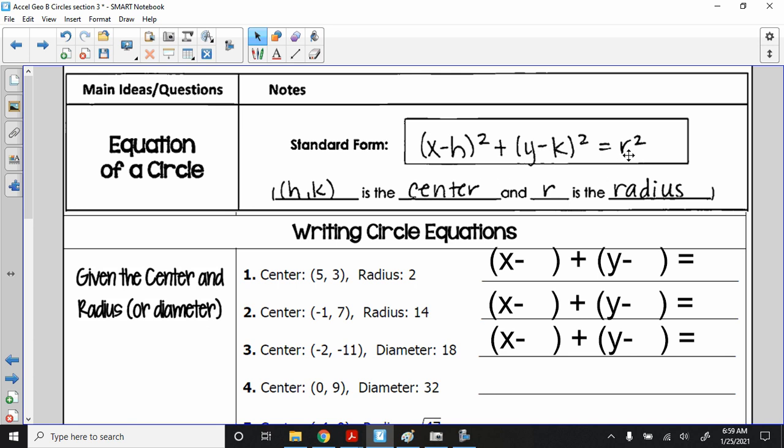So no matter what type of information I give you about a circle, you're going to have to be able to just write its equation. It's all about the center of a circle and the radius of a circle.